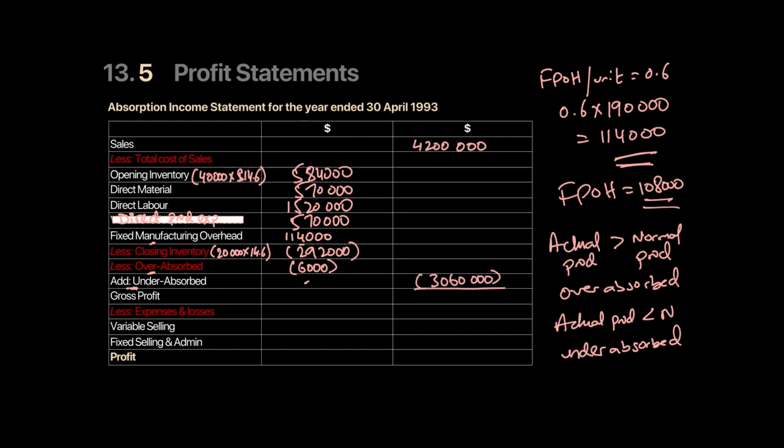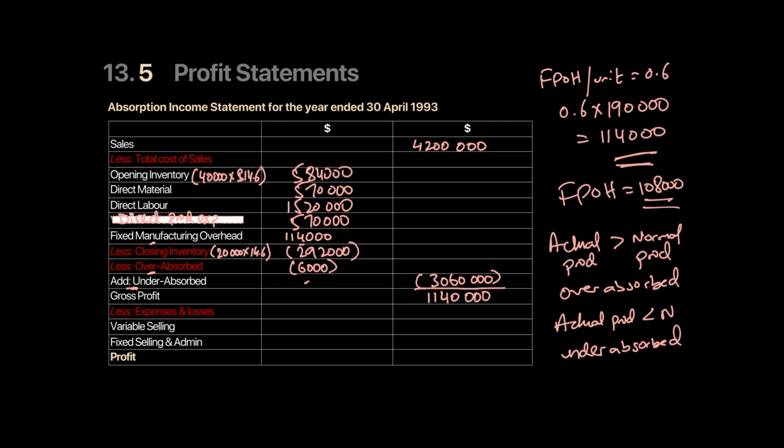So you should get your cost of sales to be 3060,000. If you add up all the costs and subtract closing inventory and over absorbed, remember you have to reduce your fixed cost by 6,000. You will get your gross profit, not contribution, gross profit, since we've taken total cost to be 1140,000. All right, now the last thing, you have to subtract all your non-manufacturing expenses.